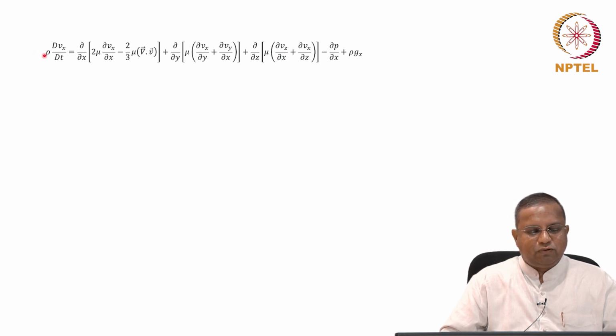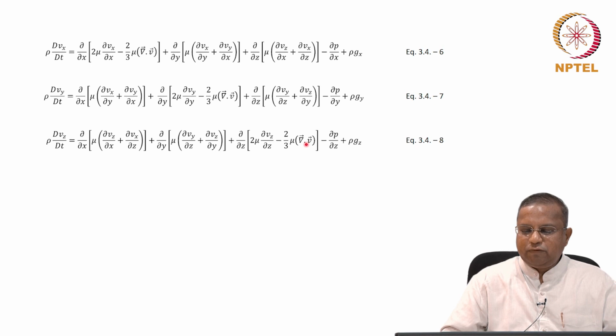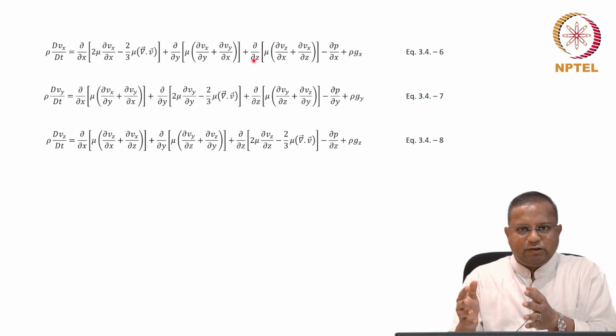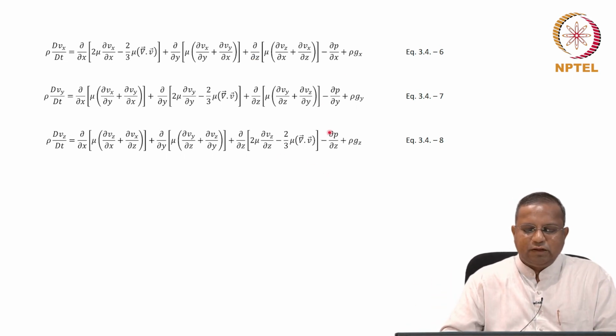Okay. So rho dvx dt, the substantial derivative, equals dou x of 2 mu dou vx dou x minus 2/3 mu del dot v, plus a term for the y direction plus a term for the z direction, minus dou p dou x plus rho gx. So these would be equations 3.4-6, 3.4-7, 3.4-8 for a Newtonian fluid, because when we looked at the relationship between shear stress and shear rates, that was limited to a Newtonian fluid. In this case, you could have different relationships for different fluids. So these equations would be valid only for a Newtonian fluid.